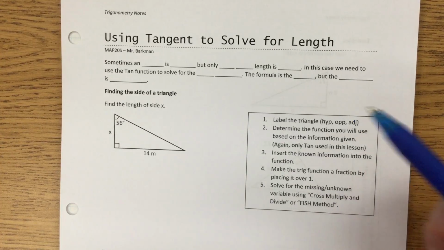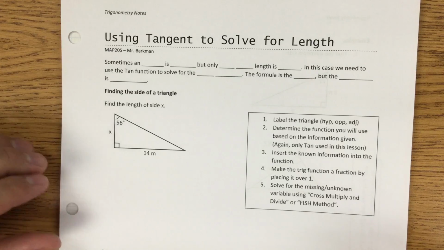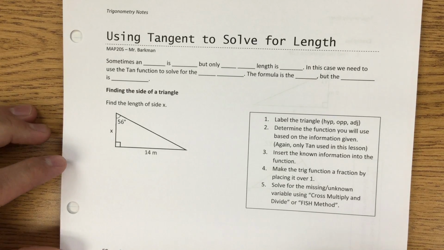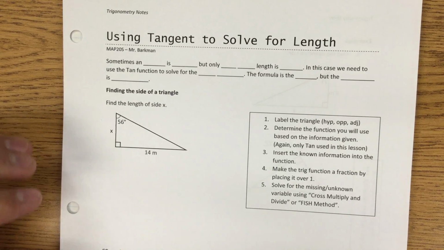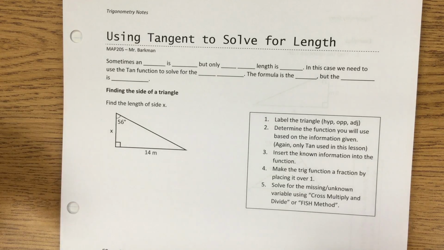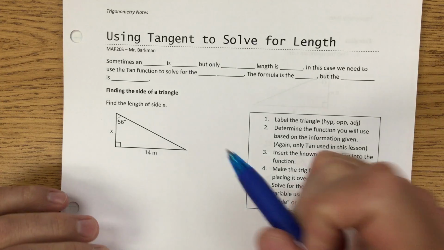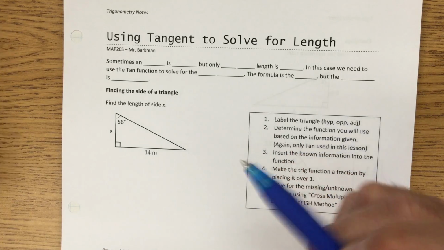All right, so in this lesson here, we're going to be taking a look at how we use a right angle triangle to solve for length. Now, in the previous lesson, we were taking a look at solving for an angle. In the past, we've taken a look at Pythagorean theorem and solving for length. Now we're actually going to take a look at using our trig ratios to solve for length.